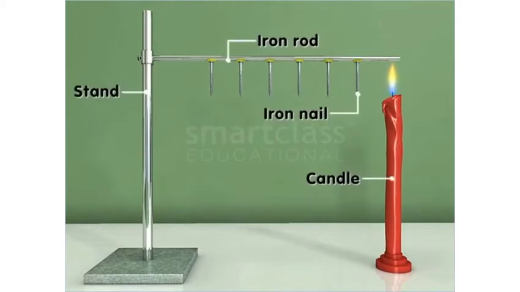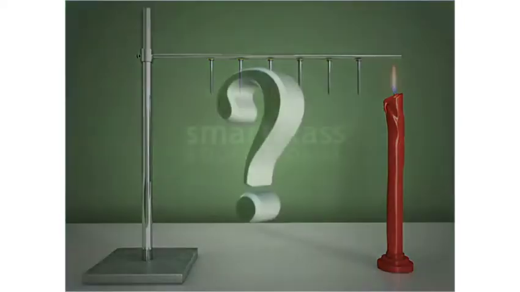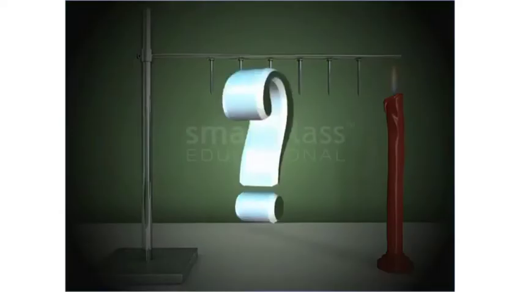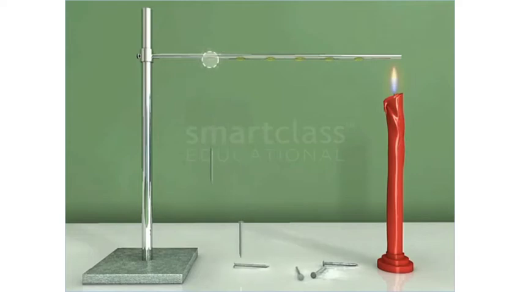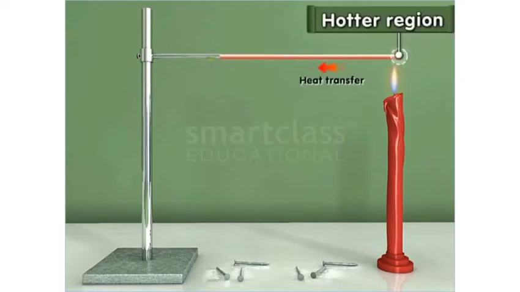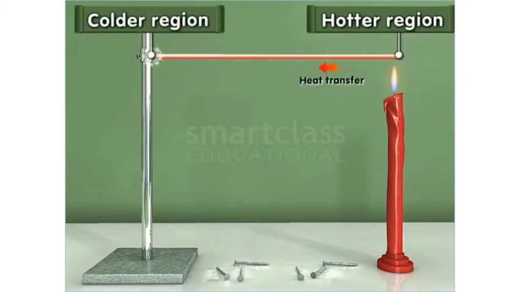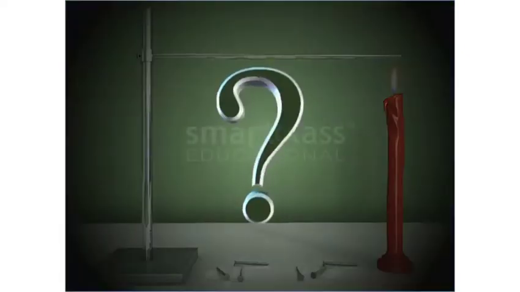Now what will you observe? What happens after some time? You will observe that the first nail, which is nearest to the candle or heat, falls first. After that the second nail falls, after that the third, fourth, fifth and sixth. Thus, this indicates that heat transfers from the hotter region to the colder region. So, how is the heat transferred? This is the main question.